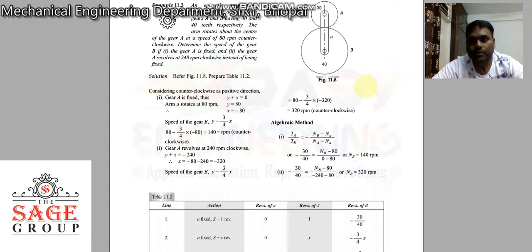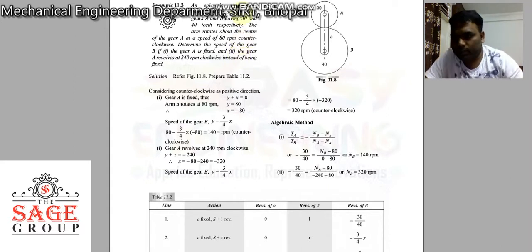In the last class we discussed the tabular method to solve the gear train problem. Today we are going to solve some numericals. This is the first numerical, and the diagram shows gear A, gear B, and the arm.